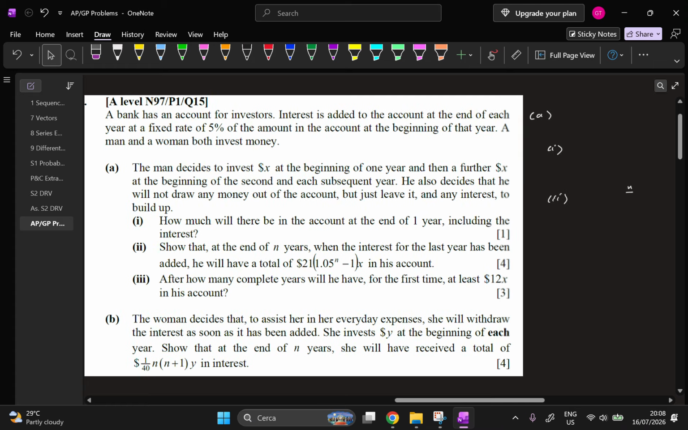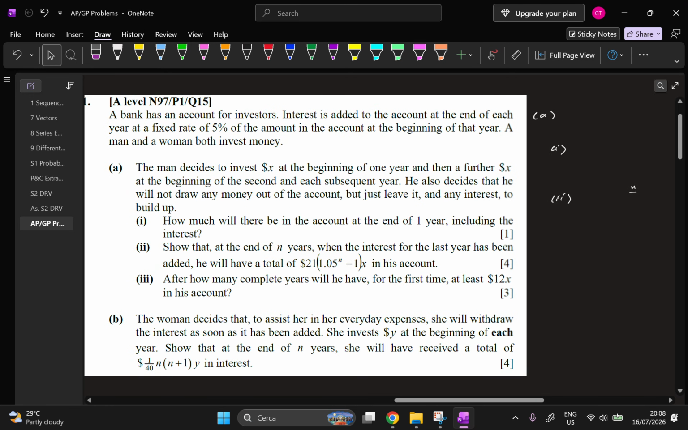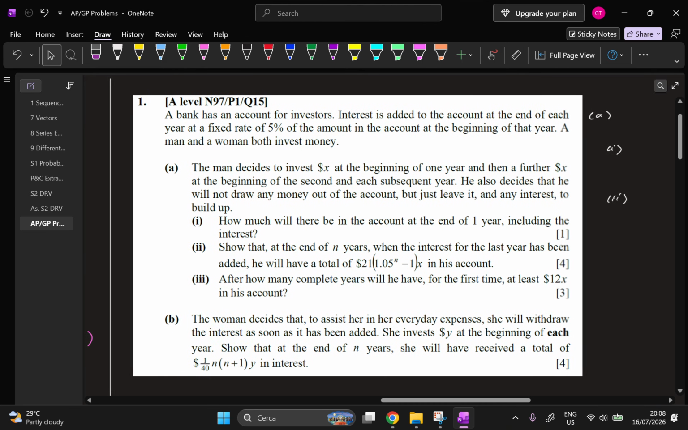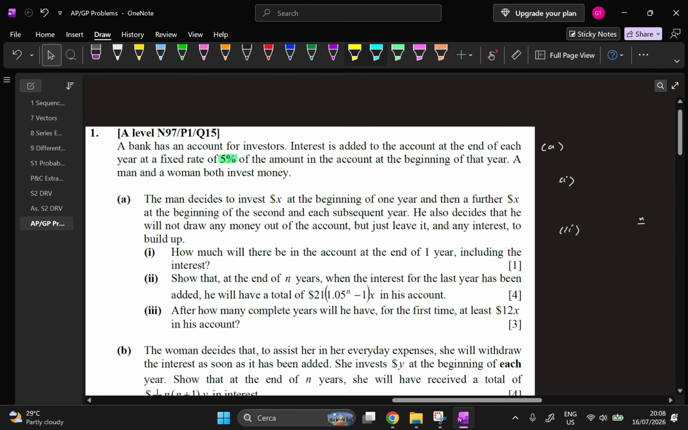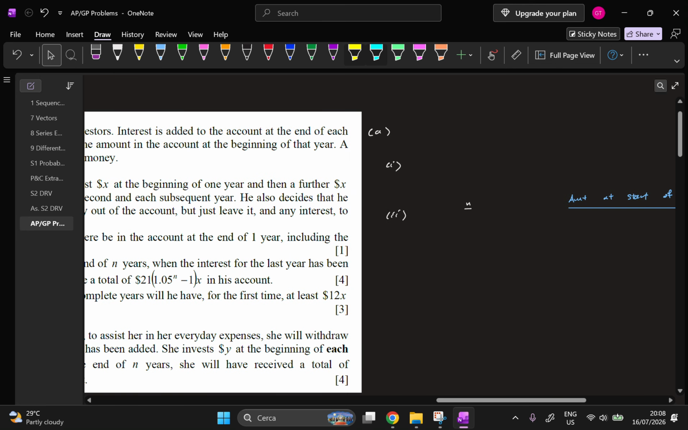Okay, let us go. So I meant to say let's go. I'm so sorry. Okay. So interest is added into the account at the end of each year. Fixed rate of 5% is at the beginning of each year. Okay. Fixed rate of 5%, right? So how much will there be in the account at the end of 1 year? It's just however much he put in times increase by 5%. So that's just times 1.05. Yeah, I think that's it.